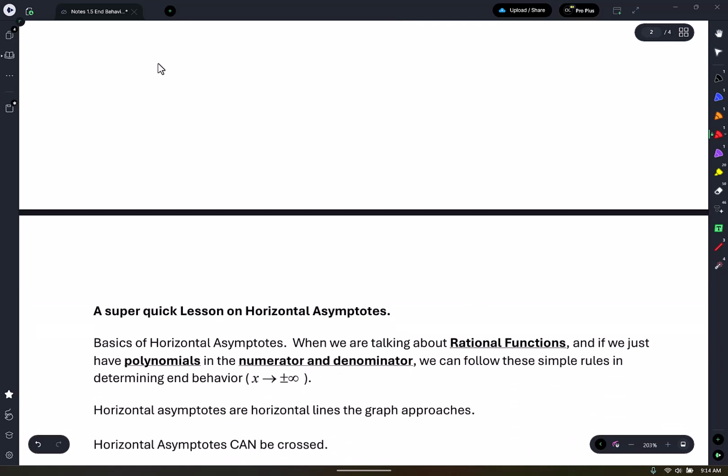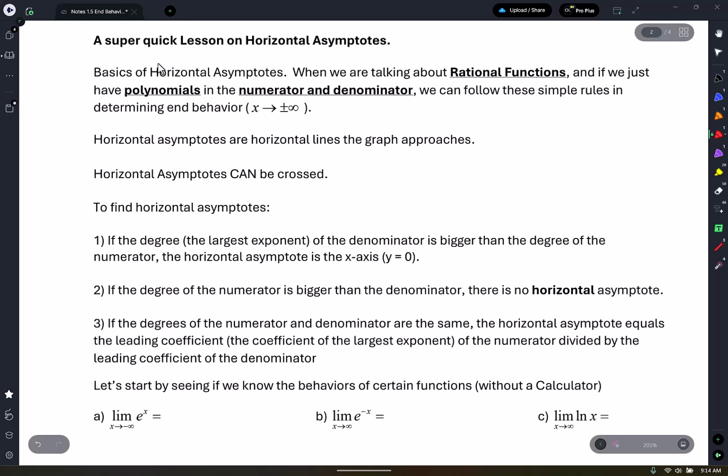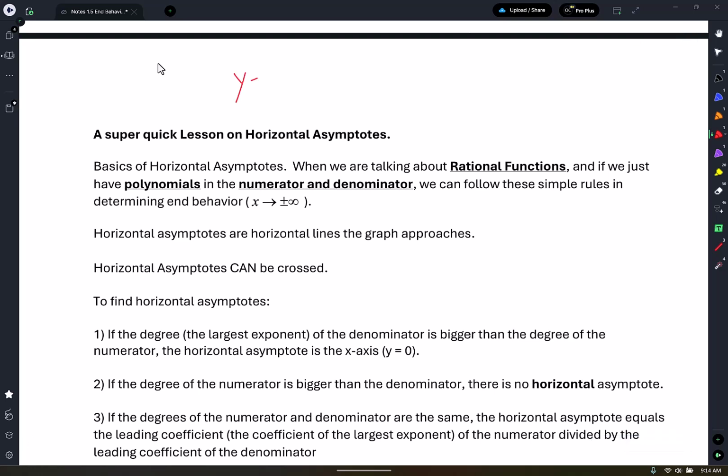All right, here we go. A super quick lesson on horizontal asymptotes. Don't be a robot. It's all about end behavior. So if I have a function like y equals 3x squared plus 5x plus 2 over 5x squared plus, I'm just making something up.